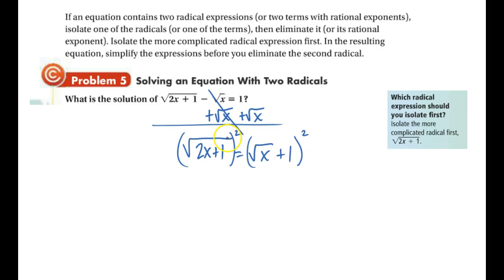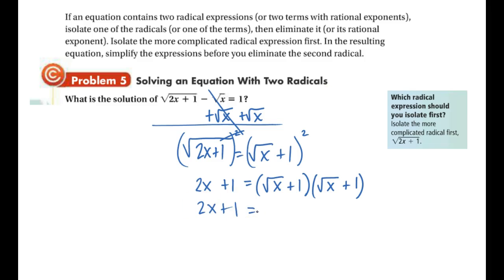When we do that, the square root on the left side of the equation and the 2 and the exponent cancel out, so we're just left with 2x plus 1 on the left side. On the right side, we need to multiply the square root of x plus 1 by itself. So if this helps you to rewrite the expression twice, we're about to FOIL those two expressions. So the left side's still the same.